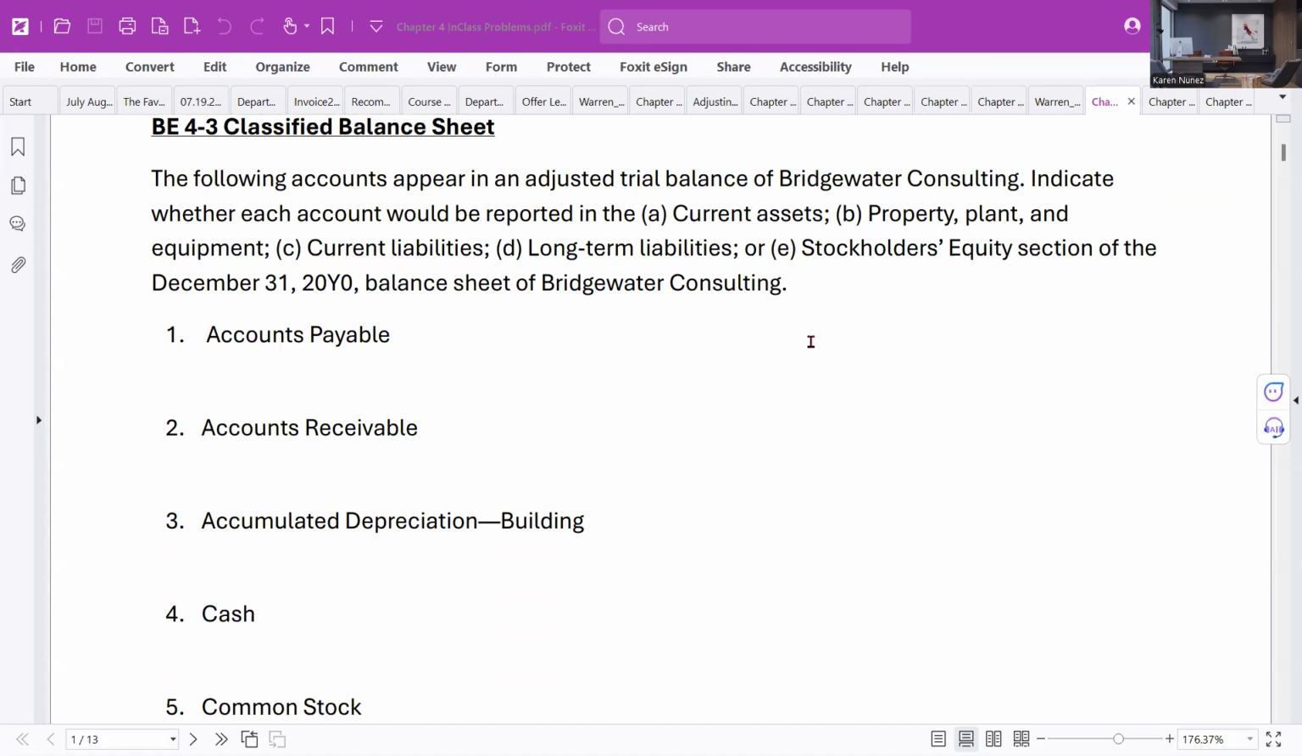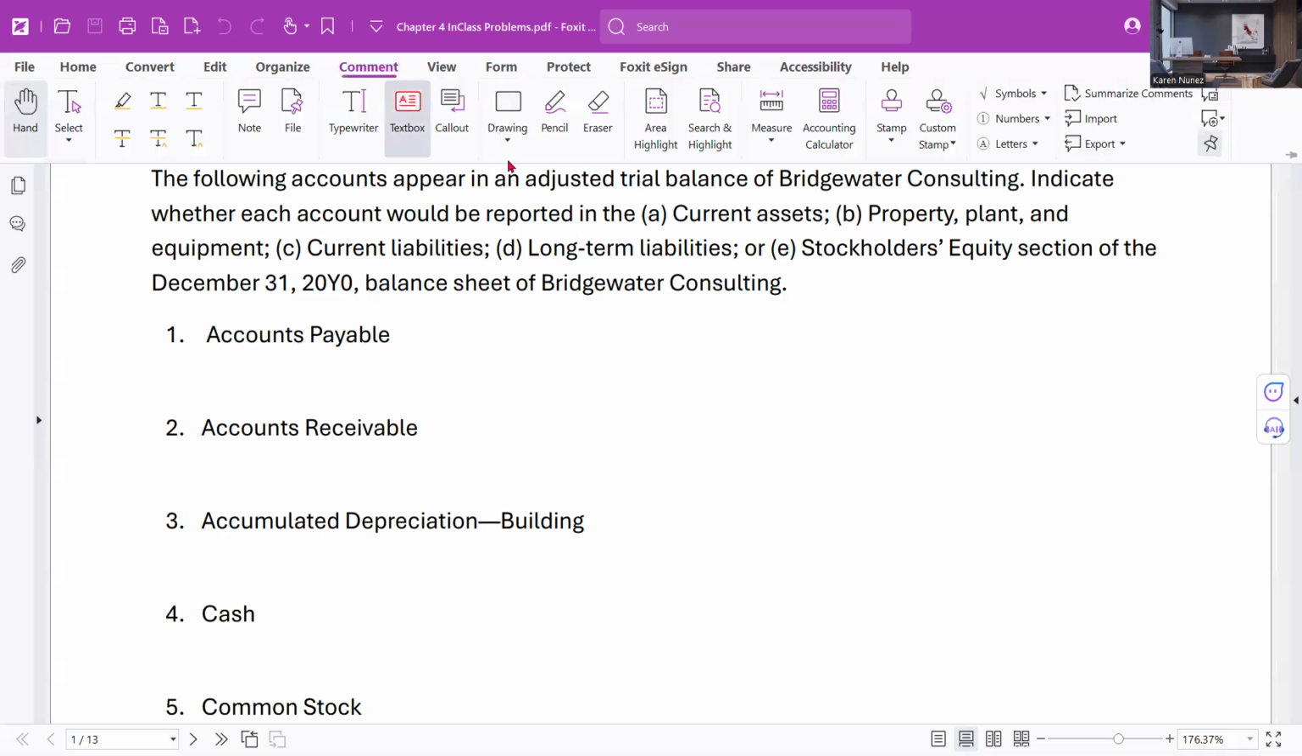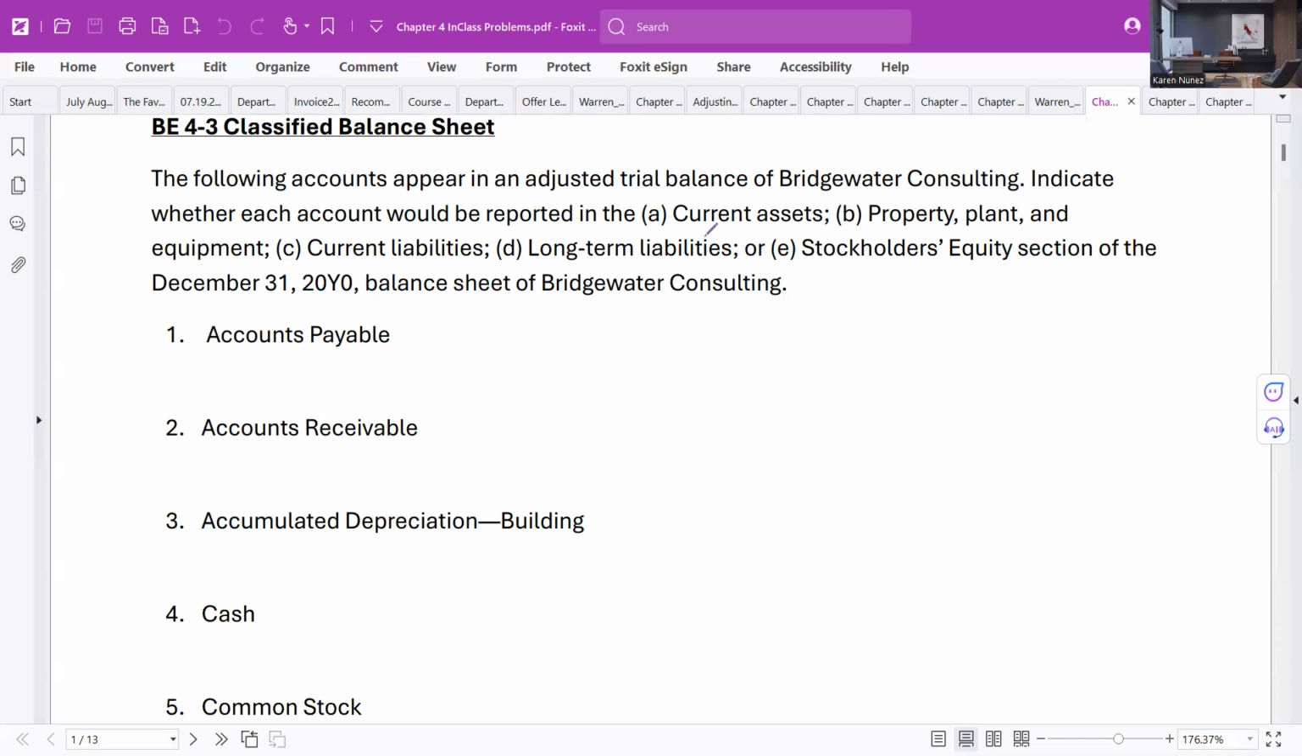On a classified balance sheet, I talked about this at the end of the Chapter 4 lecture. We will typically classify our assets into two categories, current assets and the non-current assets, plant, property, and equipment. And then we'll classify the liabilities into two categories, current liabilities and long-term liabilities. Why do we need two categories of assets, two categories of liabilities?